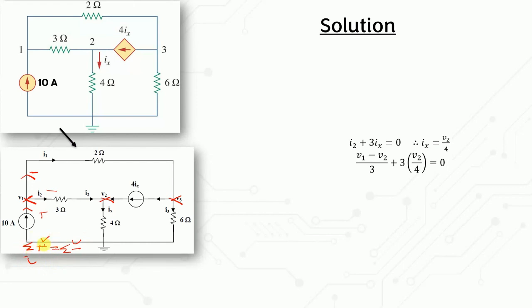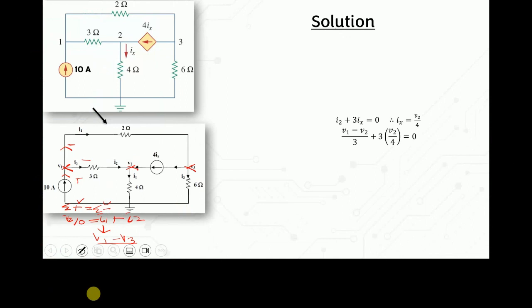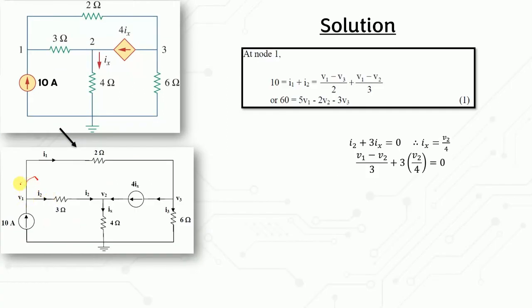For the summation of current, the positive current is 10, equal to the negative current, which is I1 plus I2. I1 is equal to V1 minus V3 over 2, following this current direction. We have the two leaving currents, and the one entering is the 10.